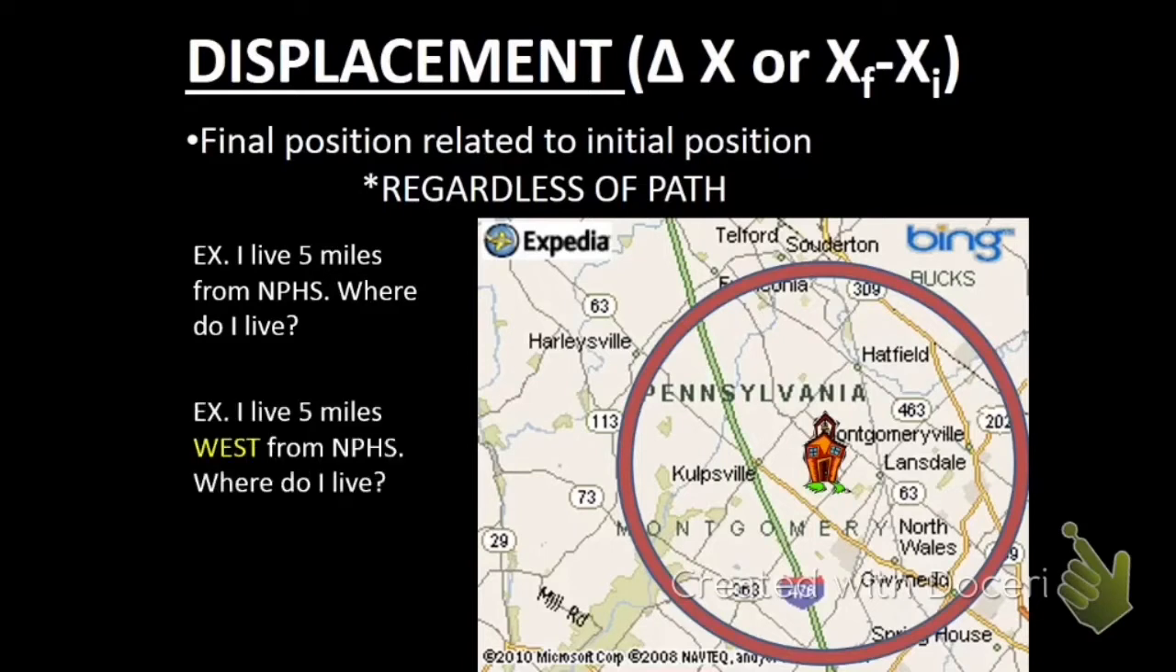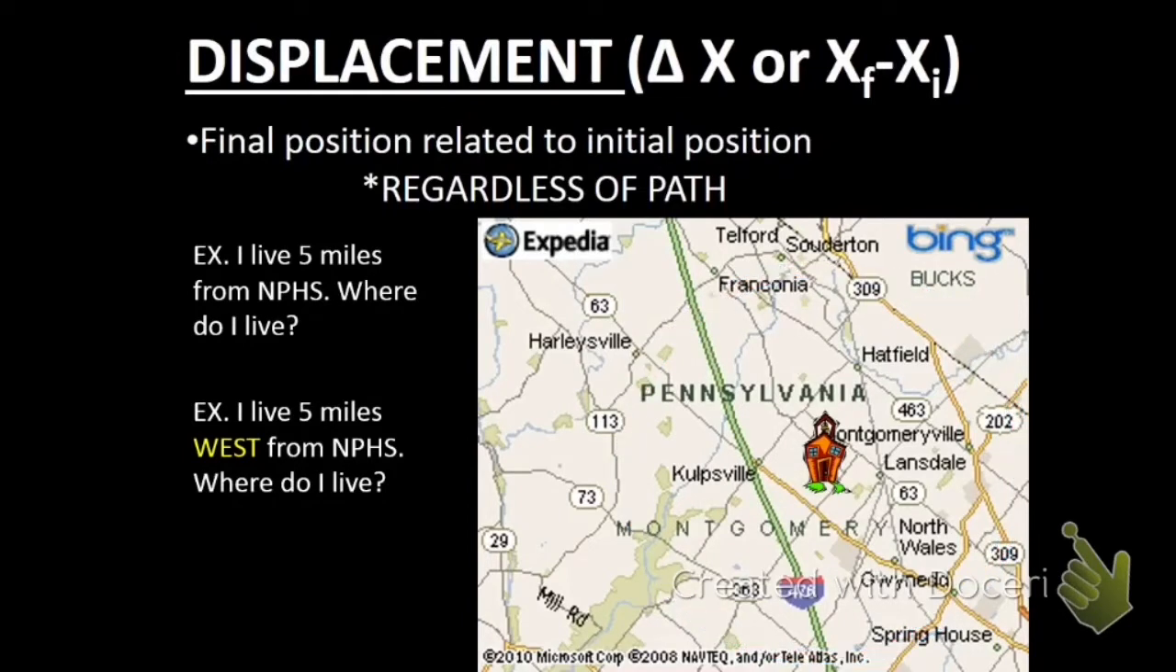But now, what if we get a little bit more specific and we say, I live 5 miles west from North Penn High School. Where do I live now? Well, now we have some specific direction, and so we can hone in a lot more and put a star 5 miles to the west of North Penn High School.